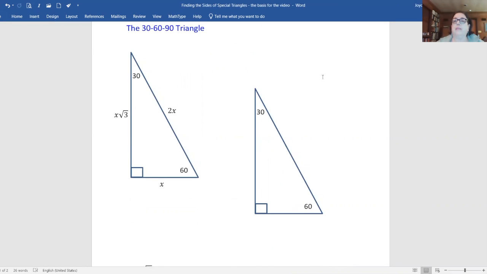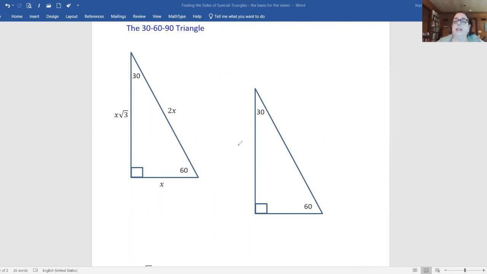Let's try another one. Suppose my short leg is 11. According to this pattern, my hypotenuse has to be twice that, 22. And the side opposite the 60-degree angle has to be 11, the short leg length, times the square root of 3. This pattern holds no matter what numbers I start with and no matter where I begin. So let's try starting with another value.